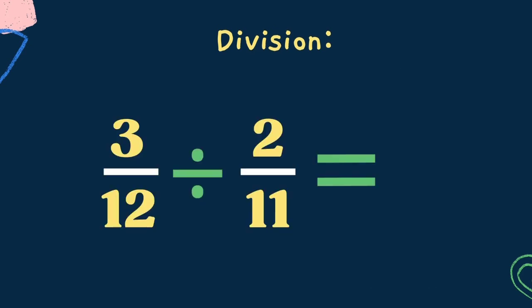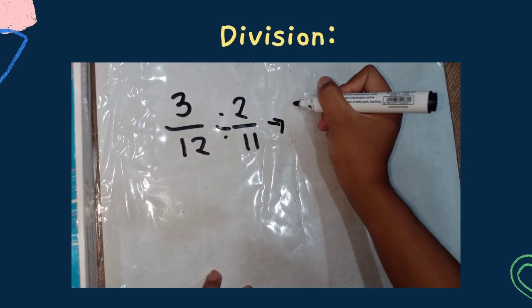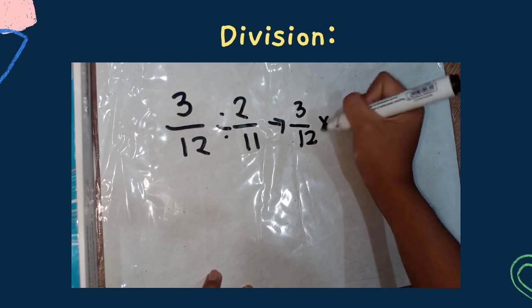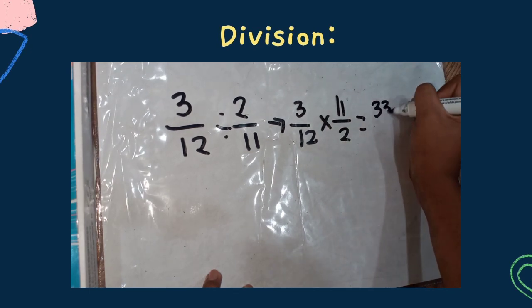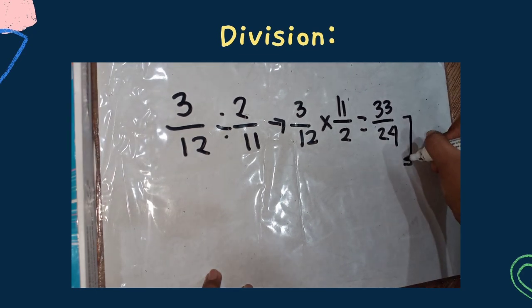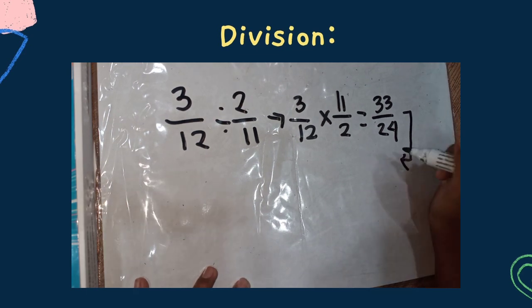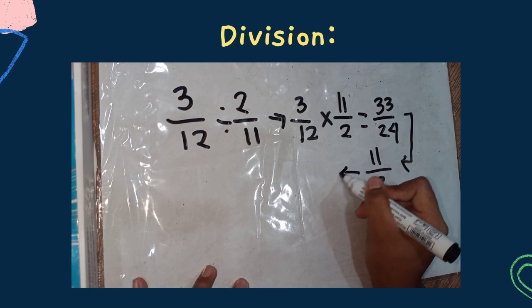Let's solve this 3 over 12 divided by 2 over 11. Let's just repeat the process earlier. 3 over 12 times 11 over 2. 3 times 11 is equal to 33 and 12 times 2 is equal to 24. Of course, that's not our final answer. There is still the lowest term, which is 11 over 8.